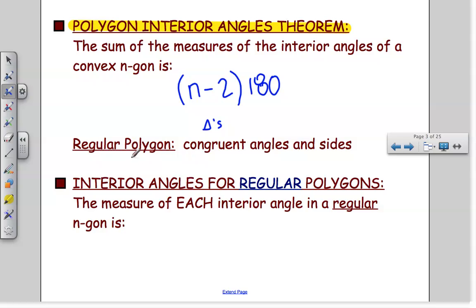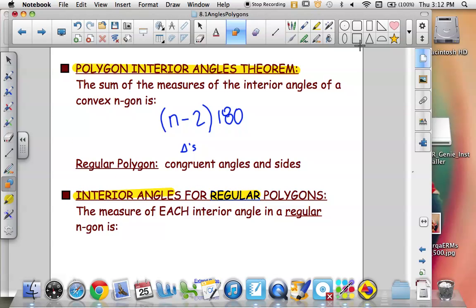Keep in mind, just a quick recap, remember that a regular polygon has all congruent angles and sides. All the angles are congruent, all the sides are congruent in a regular polygon. So if I know this is what the interior angles add up to in any polygon, and I know that the polygon I'm dealing with is regular, and I want the measure of each interior angle, let's say I have a regular hexagon.